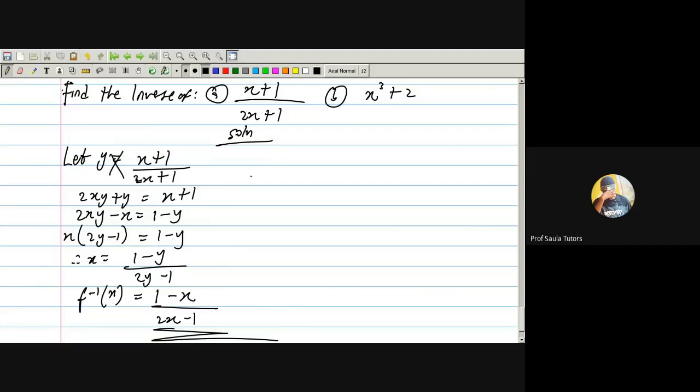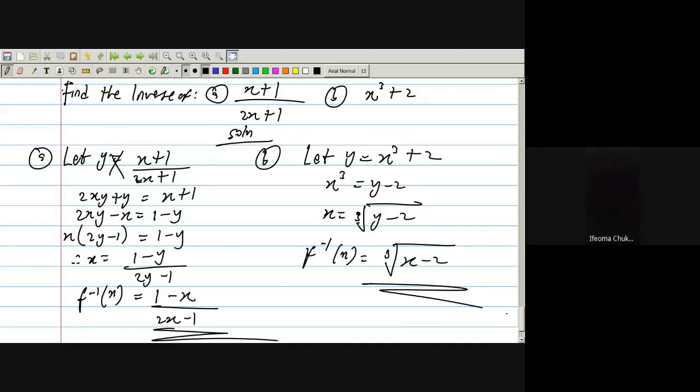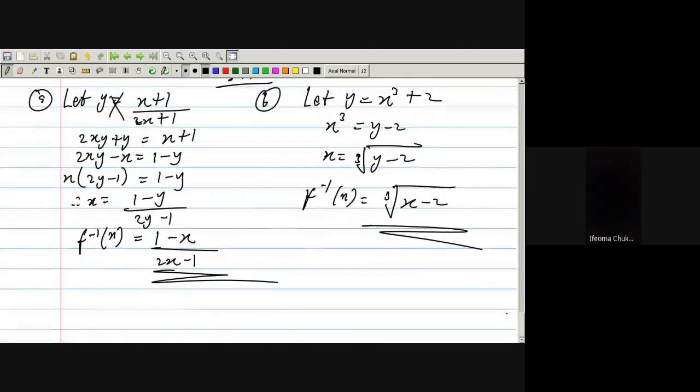Okay, another one, which is the second one. Let y = x cubed + 2. The same steps: make x the subject of the formula. Then the inverse of the function, f inverse of x, is the cube root of, replacing y with x, x - 2. Done. You can see it's simple.